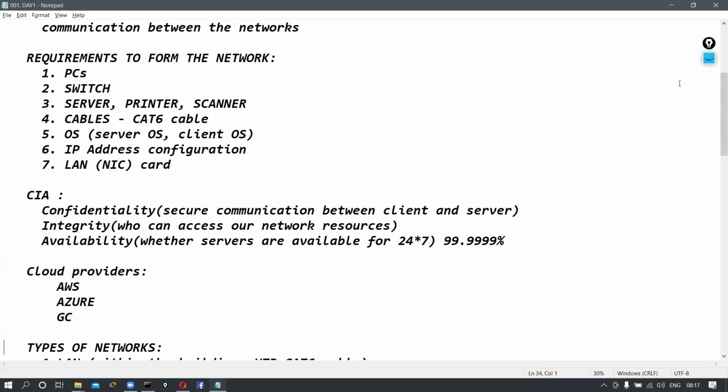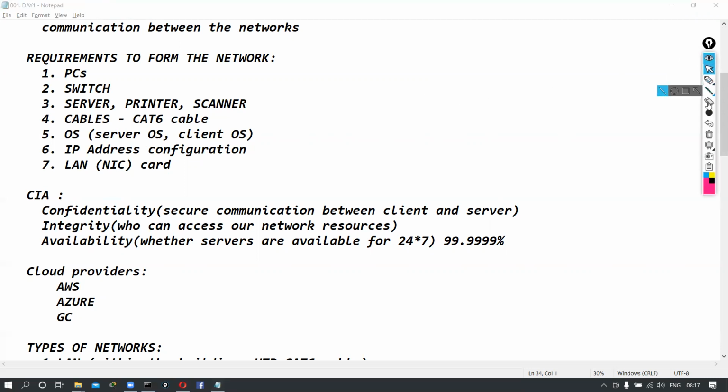Here also there are two addresses, guys, for your LAN card. One is called a physical address and one is called a logical address. Physical address is called MAC address. What about the logical address? It is called IP. MAC means media access controller address. IP means internet protocol address. This address we can't change.